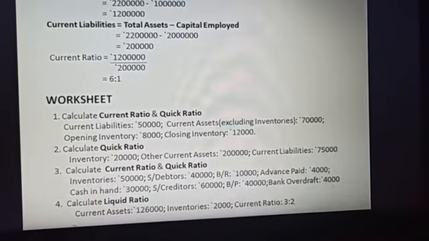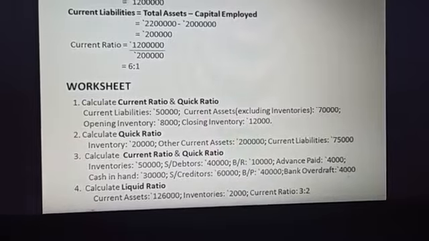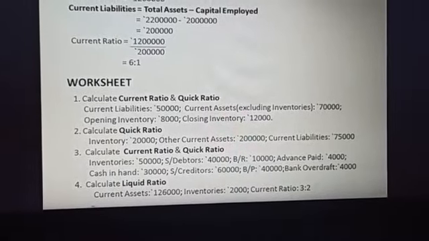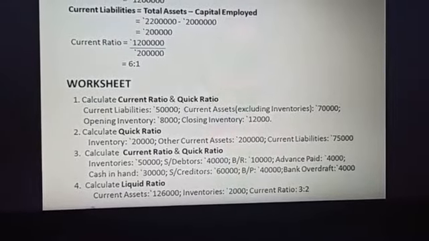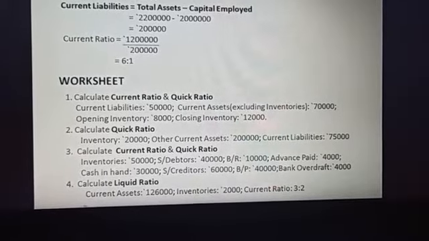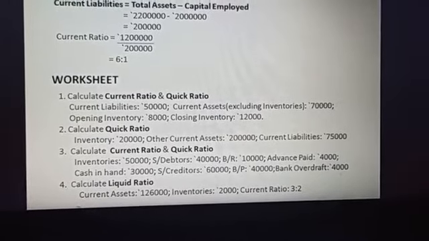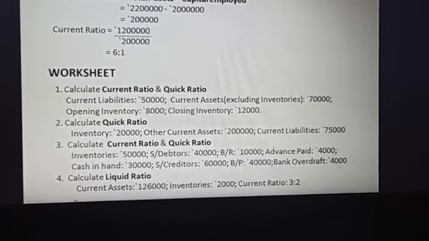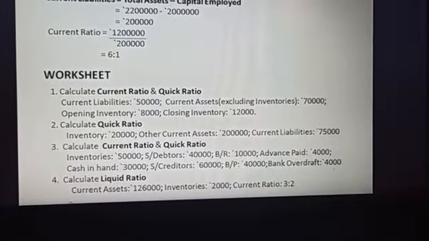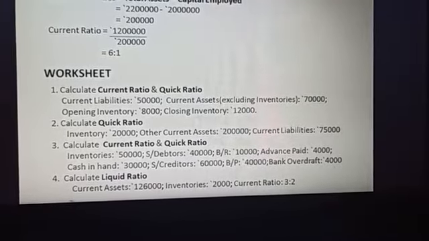Based on the above examples and the explanation, I hope you will be able to work out the following 4 sums. You have to work that out in any old copy that you have. So the first sum asks you to calculate current ratio and quick ratio. Second sum asks you to calculate the quick ratio. Third sum again current ratio and quick ratio. And the fourth sum you are asked to calculate the liquid ratio.